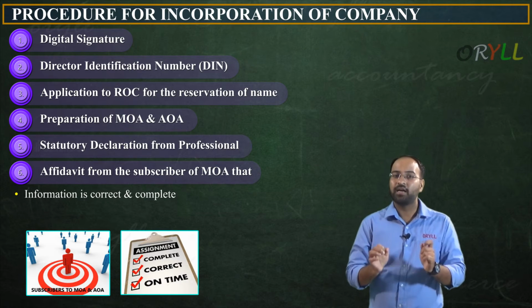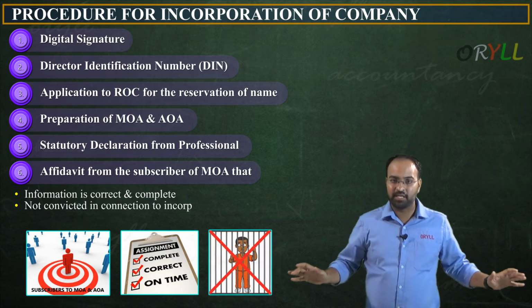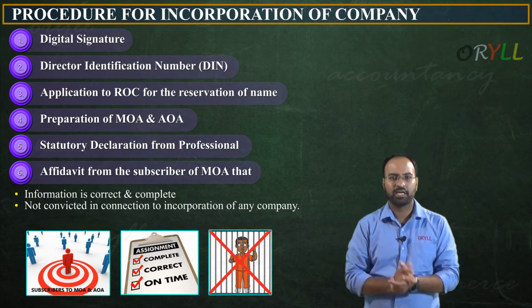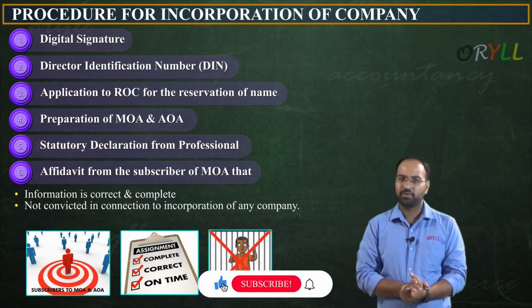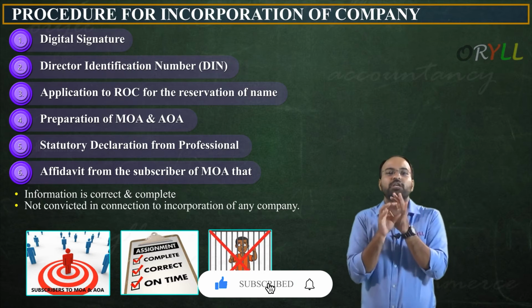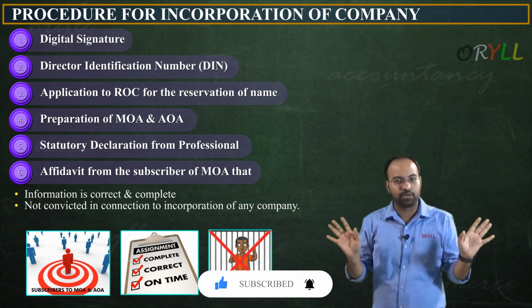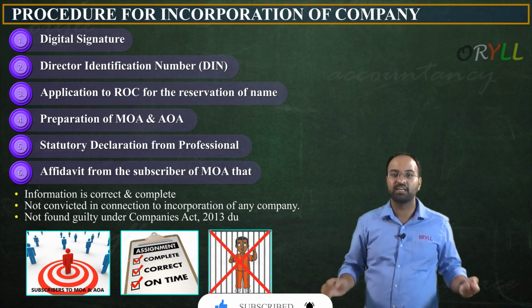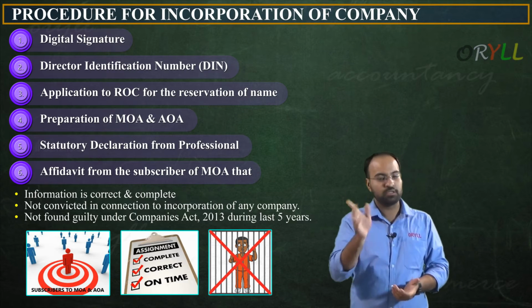Got it? And we have not been convicted of any fraud or any other offence in connection with the incorporation of a company. Means we are purely simple and innocent persons. We are not criminals. Got it? We have not been found guilty under the Companies Act during the last 5 years.